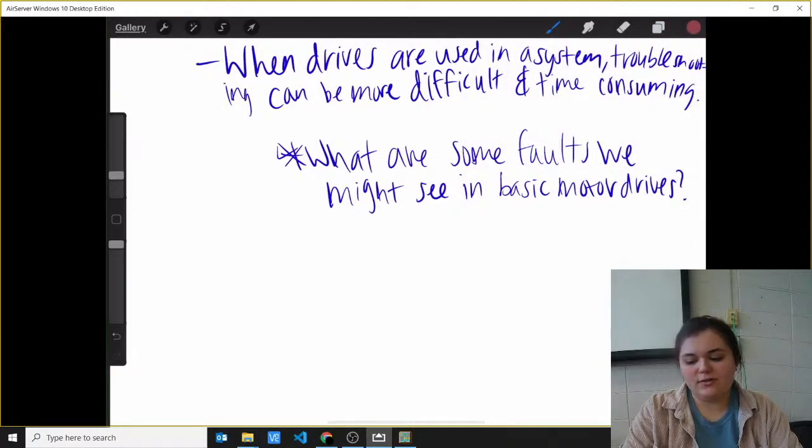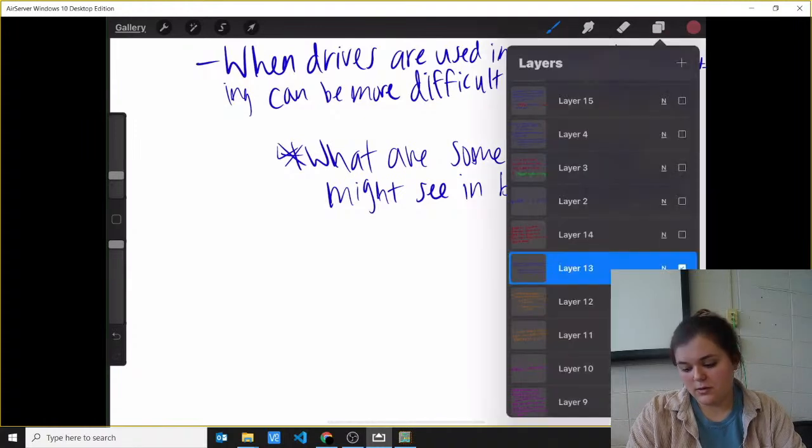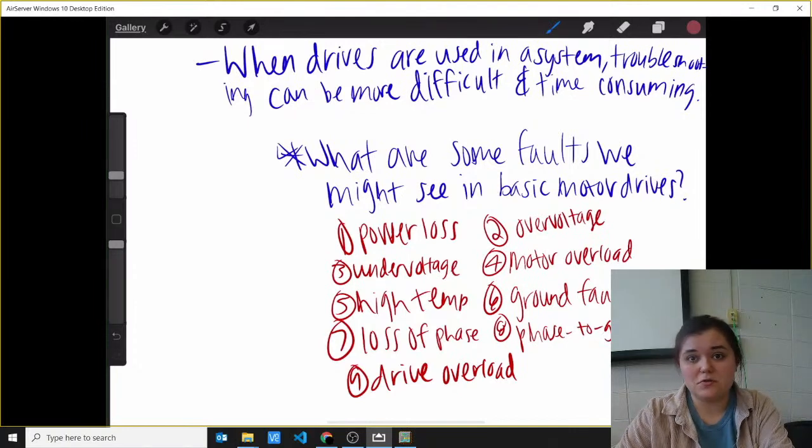When drives are used in a system, troubleshooting can be more difficult and time consuming. So what are some faults we might see in basic motor drives, do you think? Just rack your brain. What do you think we might see? So just think, not even with the drive. That drive is going to have a fault if, say, there's under voltage, over voltage, phase loss, stuff like that. So here we go. We got power loss, over voltage, under voltage, motor overload. So it's going to say, hey, you're working too hard, we're about to trip you off.